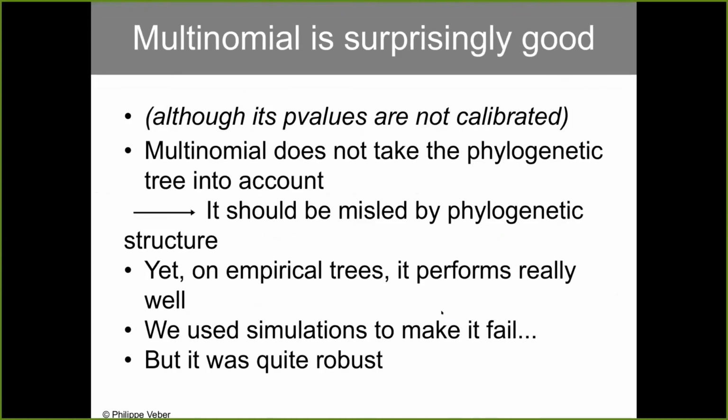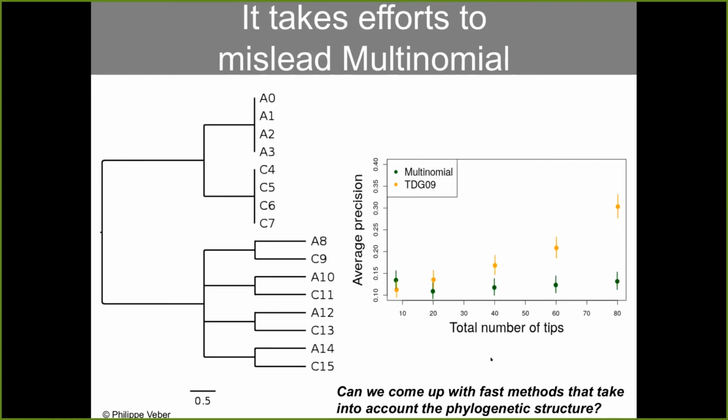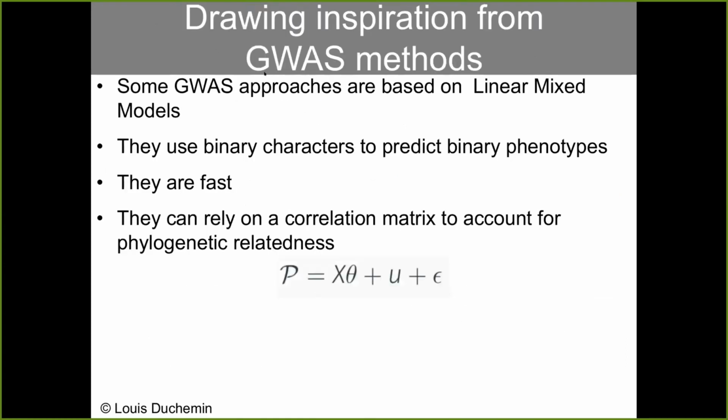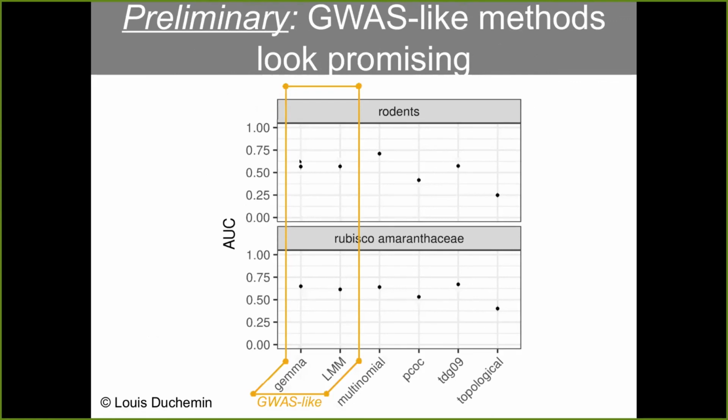Again, we were surprised to see that multinomial is surprisingly good. However, we can mislead it when we put into our simulation strong phylogenetic structure. So this motivated us to try to come up with fast methods that can take into account the phylogenetic structure. And to do that, we drew inspiration from GWAS methods, so methods that have been used for genome-wide association studies. I do not have time to explain to you how we did that, but basically we find that those GWAS-inspired methods perform quite well. And those are very preliminary results, and we are in the process of further characterizing them.